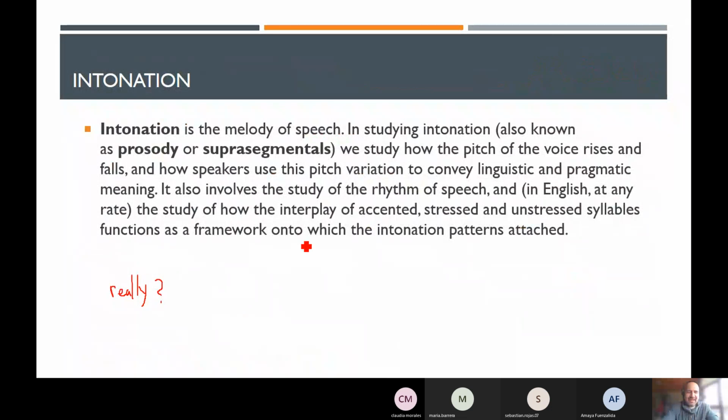Now, if I say "really," probably it's like I'm not interested, right? That piece of information is not really important or interesting for me.